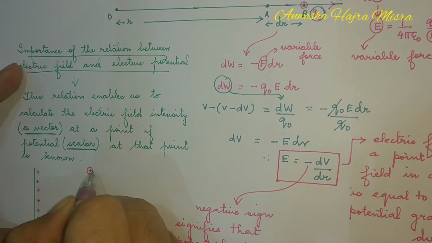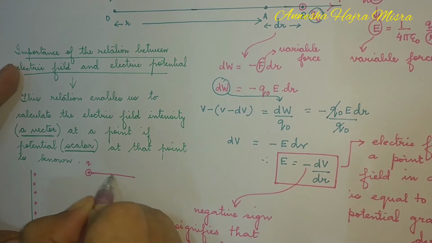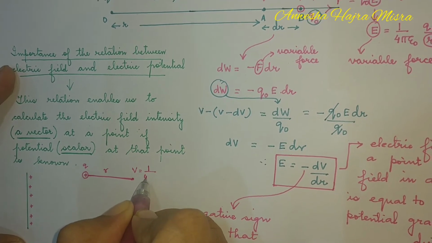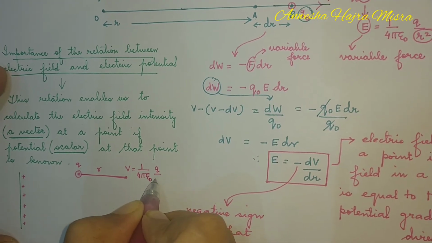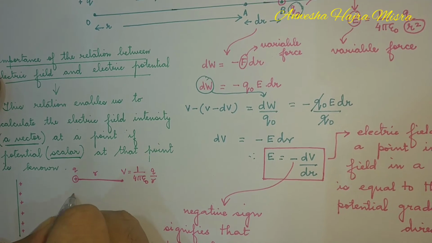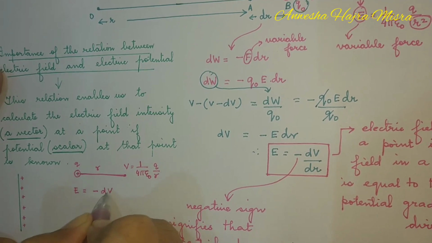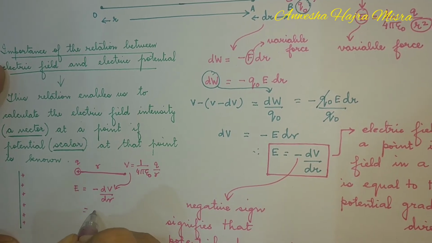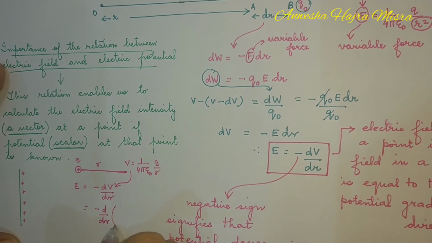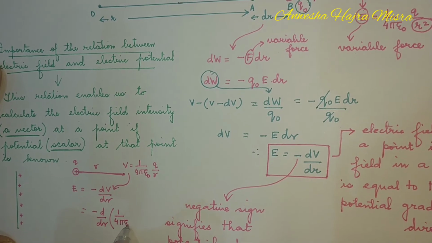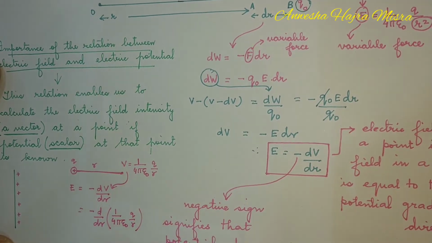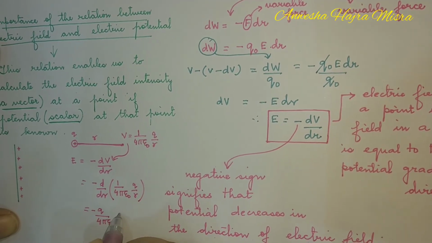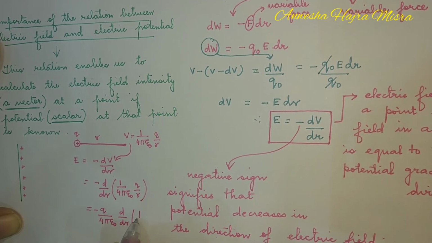Now, from a point charge Q at a distance R, what is my potential? It is 1 by 4 pi epsilon naught Q by R. Now we know intensity is minus dV by dr. So put the value of V over here: minus d by dr of 1 by 4 pi epsilon naught Q by R. If you take the constant outside, it is minus Q by 4 pi epsilon naught d by dr of 1 by R.